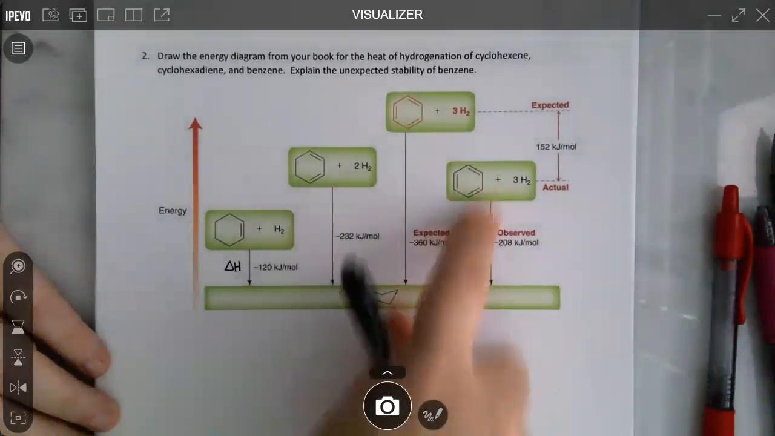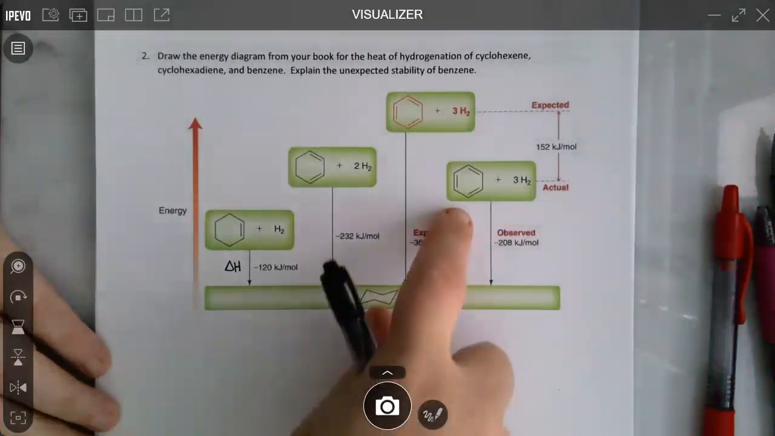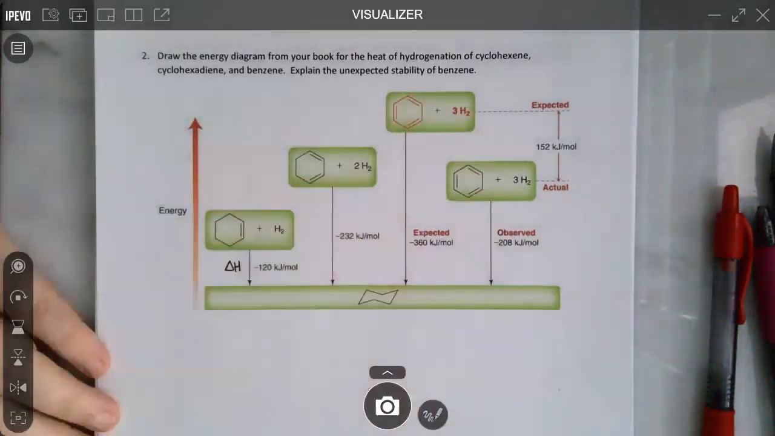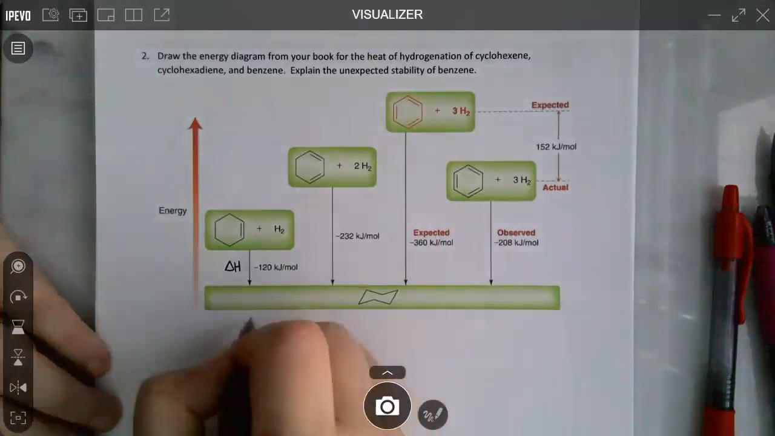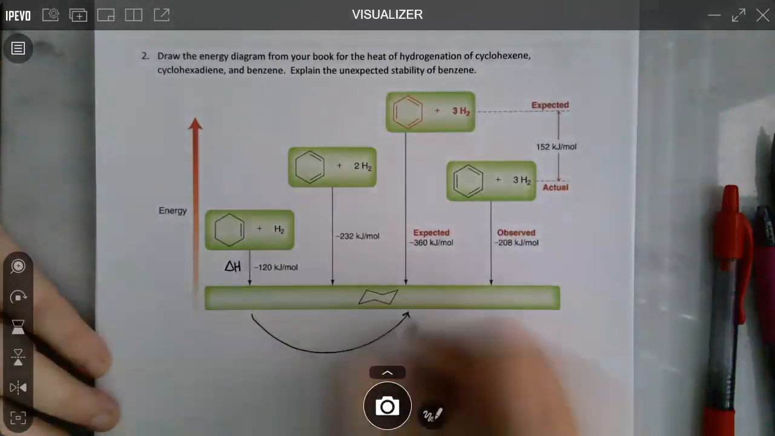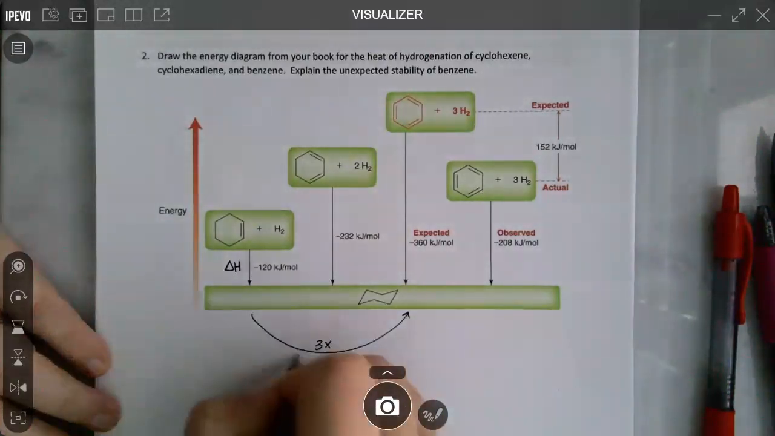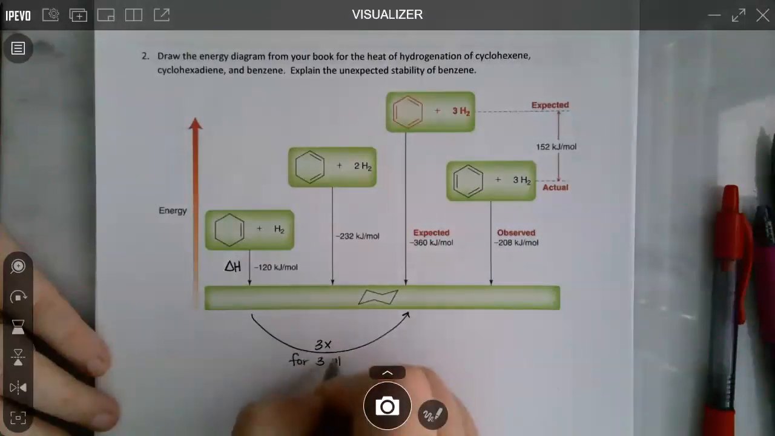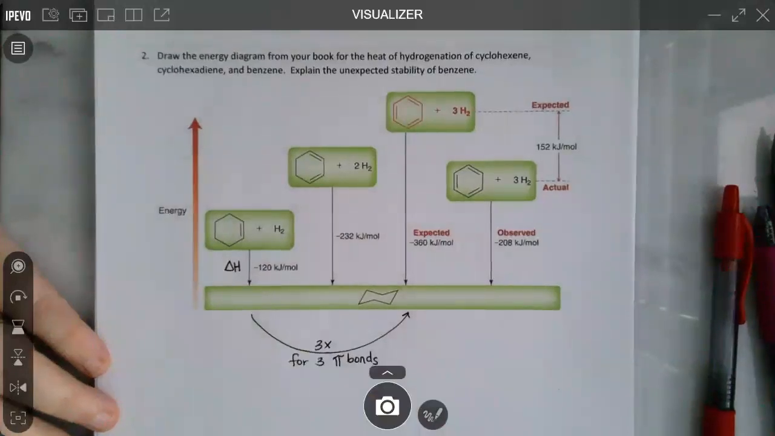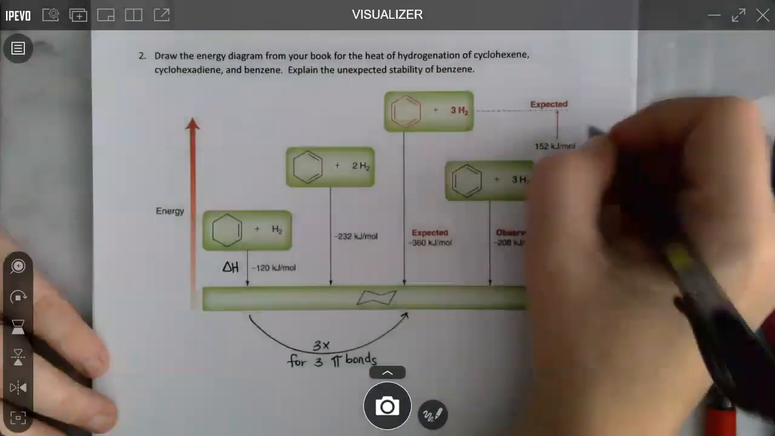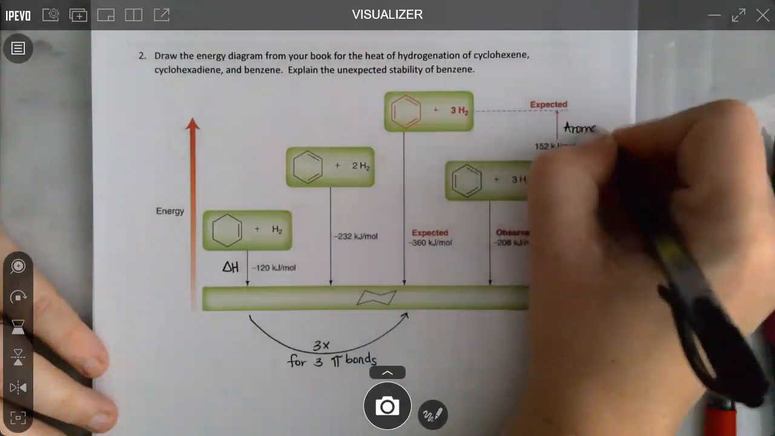is still exothermic, right? But it gives off a whole lot less energy than expected because benzene has aromatic stability, right? So our explanation is 3 times the expected value for 3 pi bonds, and then we have our observed, which is 152 kilojoules per mole less than expected. So this is the aromatic stability.